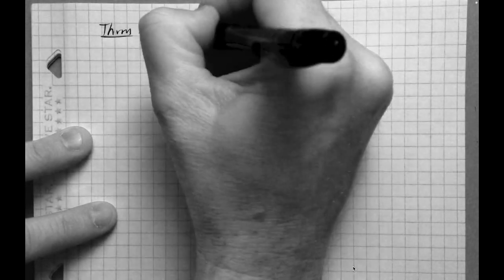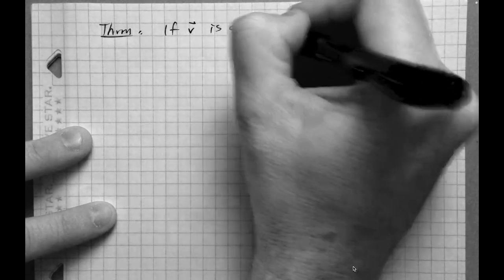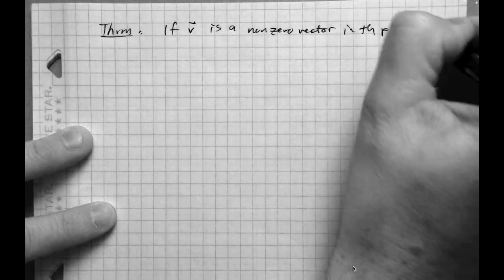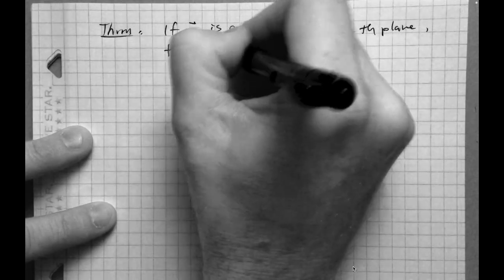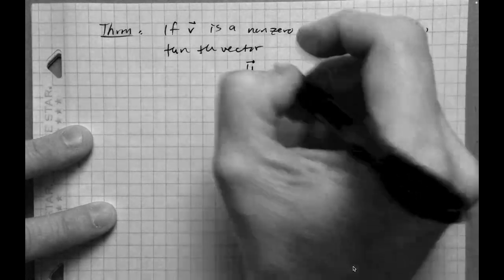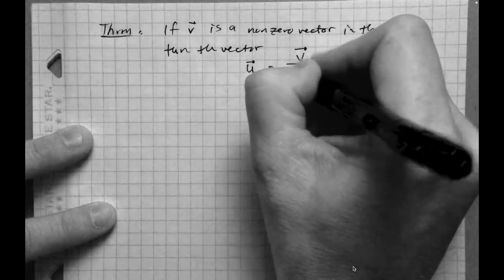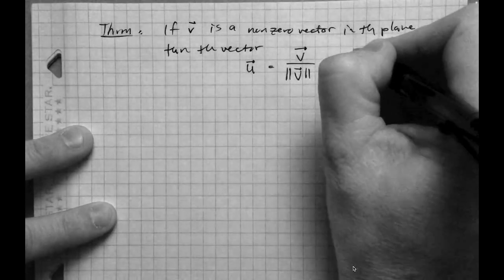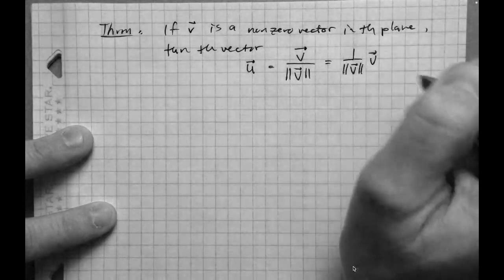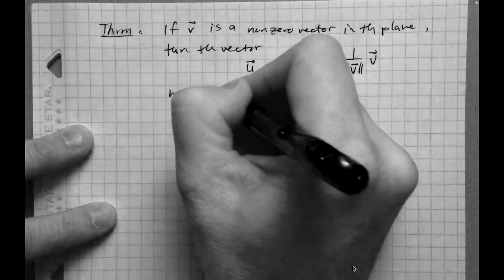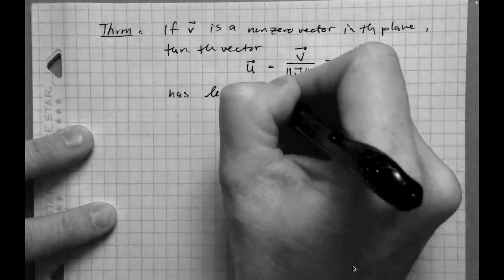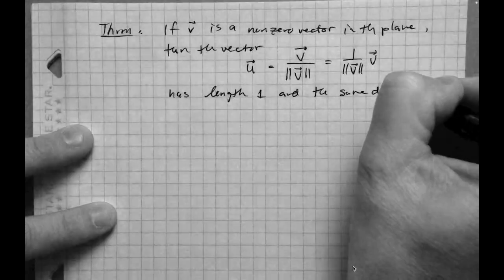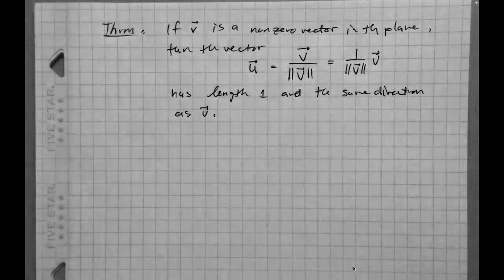This says that if v is a non-zero vector in the plane, then the vector u, which is equal to v divided by the norm of v, which we can also write as 1 over the norm of v times the vector v, has length 1 and the same direction as v. Okay, so this is really handy.